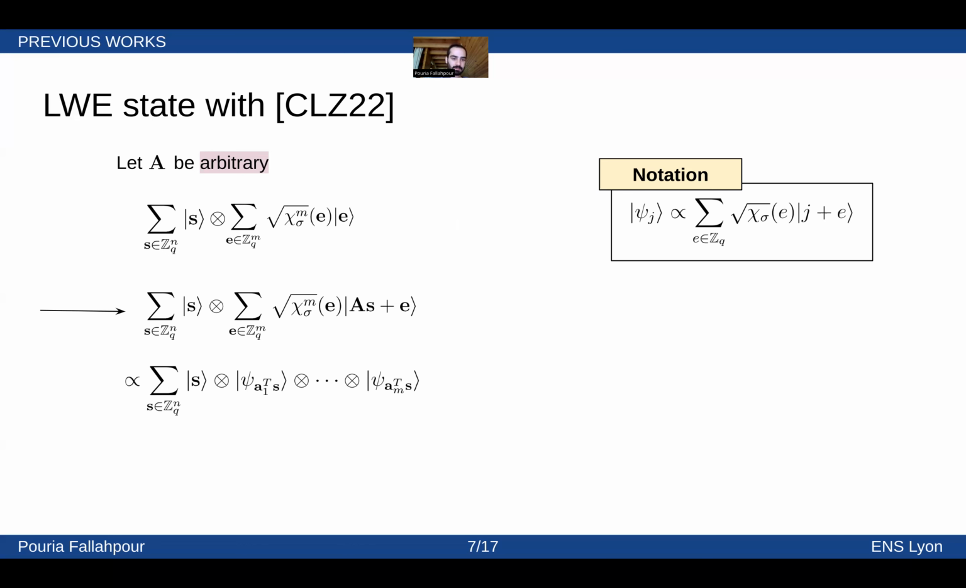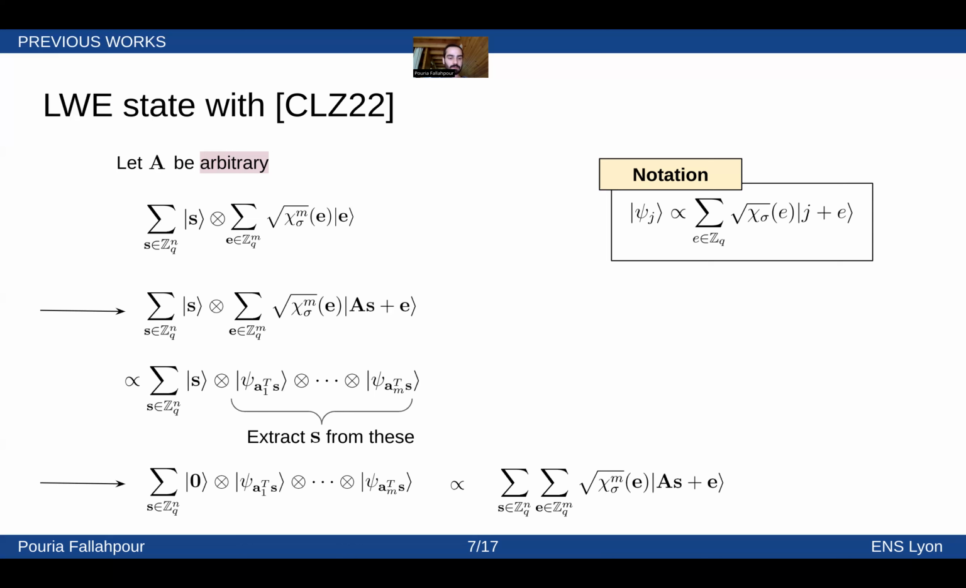Then the second part of the register, like the m-dimensional rightmost register, can be decomposed into m simpler registers, each of which is indexed by a_i^T S, where a_i is the ith row of the matrix A. So each of them contains some information about the secret. Now, if we can extract the secret S from these M registers in a way that we don't destroy them, and then we subtract the result from the first register, we are done.